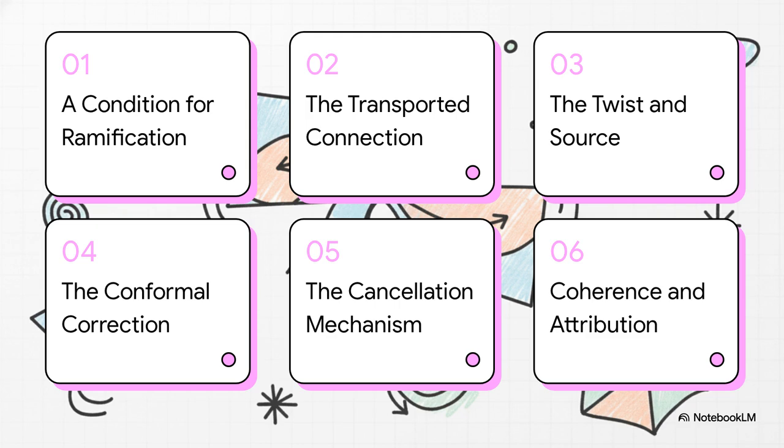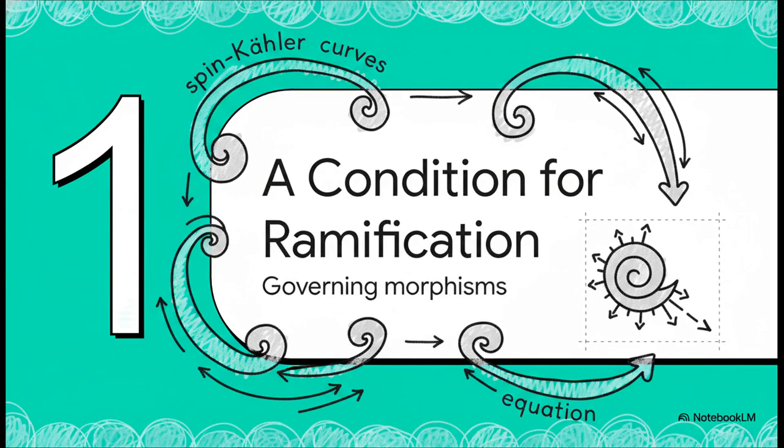So, let's dive in. So what is the big picture here? Well, imagine you're laying down the fundamental laws for a brand new universe. This equation is exactly that. It's a fundamental law, but for a universe of what are called spin-Kähler curves. These are surfaces that come with extra geometric structure. And this equation dictates exactly how maps or morphisms between these surfaces are allowed to behave. It literally sets the rules of the game.